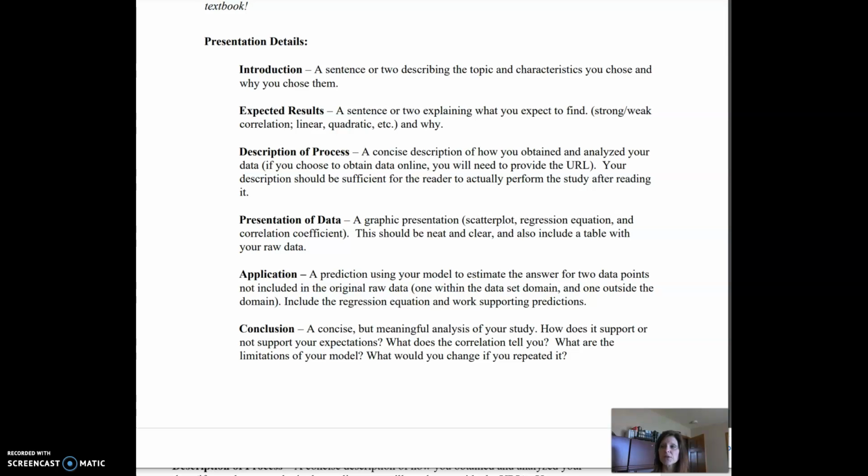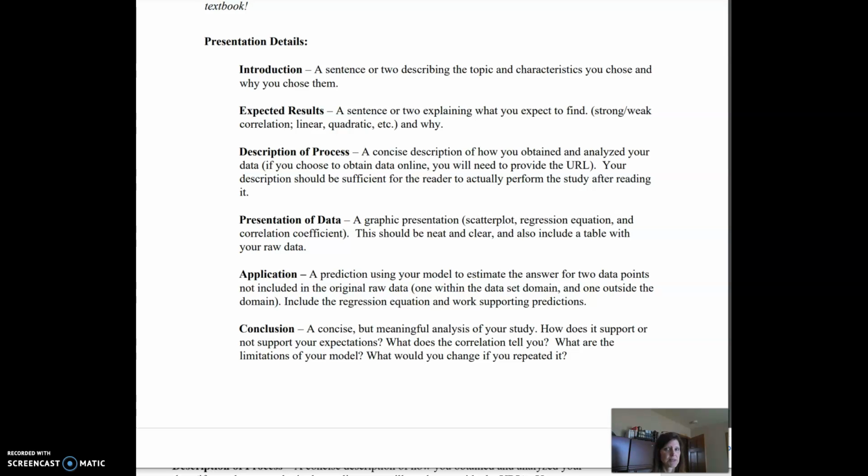Do you think it's going to be linearly related so that there's a consistent amount of change between units, or is it more of an exponential type of relationship? What do you think? Then tell me the process. How did you get that data? It doesn't have to be very lengthy, but I want to be able to reproduce this if I wanted to do the same project you just finished. So here's where you'd put in the URL or tell me how you surveyed and got information from people.